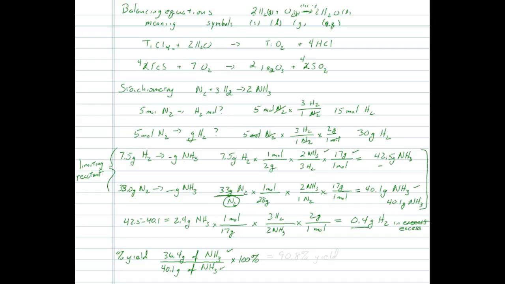Do the math, and you get 90.8% yield. So you made 90.8% of what you can do. There's reasons for that. Contamination, side reactions, leakage, lots of reasons that would give you less than that yield. That ends this part on stoichiometry.